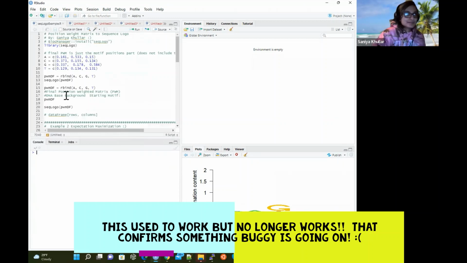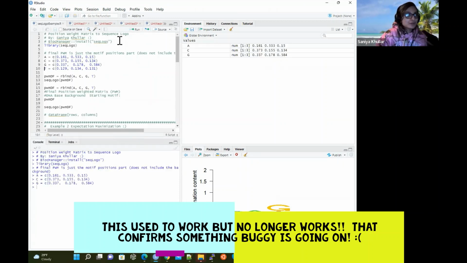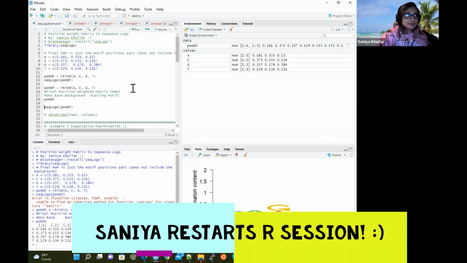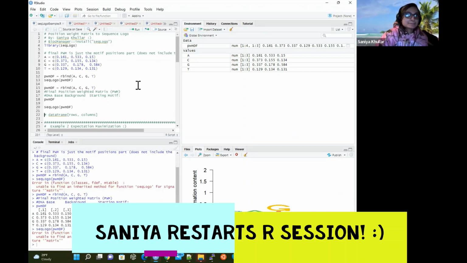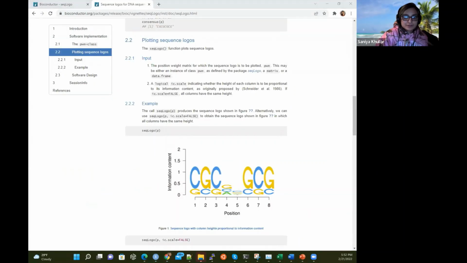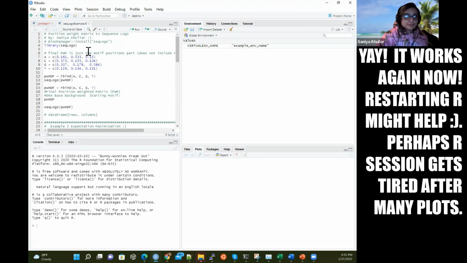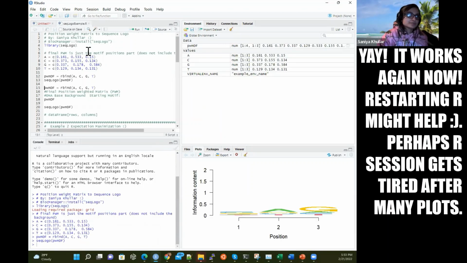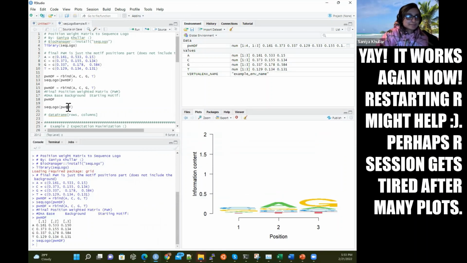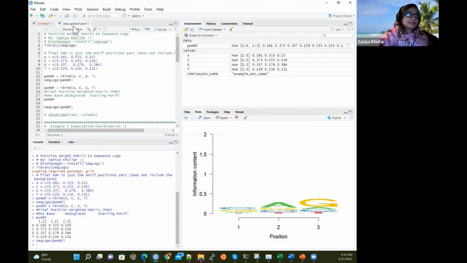We looked at a few examples again with seqLogo. We loaded these in and we saw this was the seqLogo here. And if this is not working, I think it's better for you to close out the session and then load it back in. So let's try to load in a fresh R session. And now you see that it's working. So basically, sometimes you need to do that for it to work.